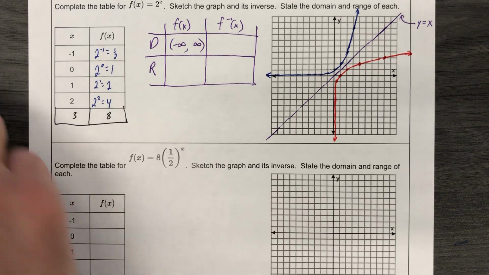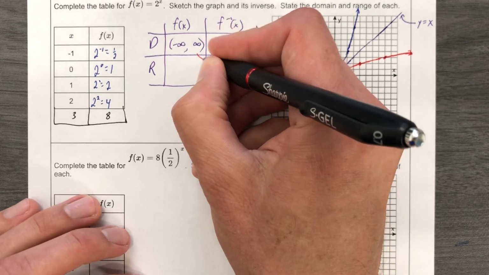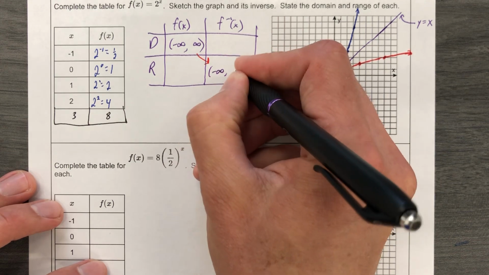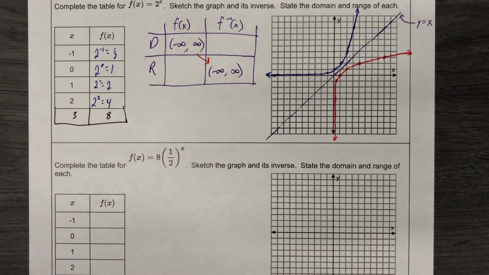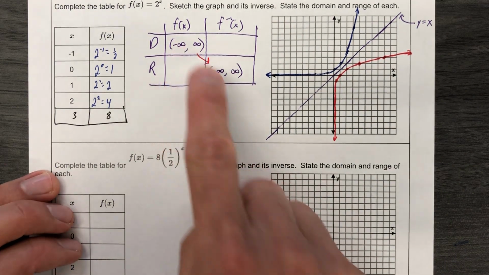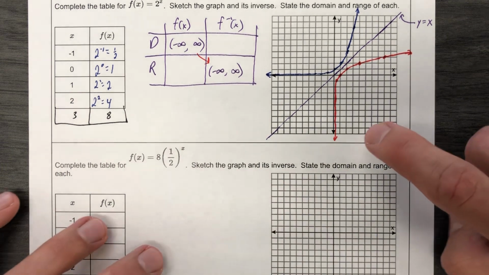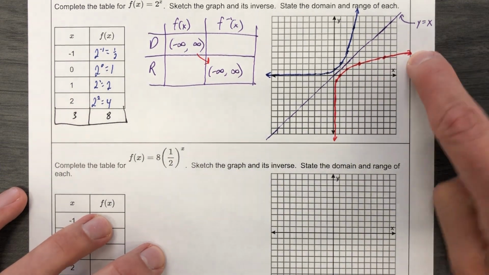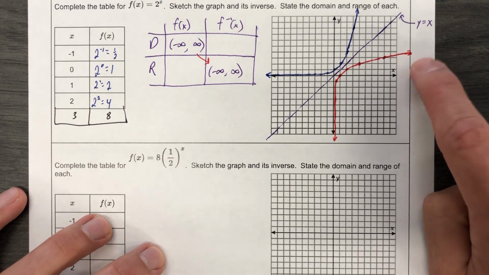Okay, so without even thinking, let's do a little bit of cheating here. Negative infinity to infinity. See? Whatever your domain is for your original function, that is the range of your inverse. And check this out. Negative infinity, and then it goes up forever. It goes very slowly, but it does go up forever.